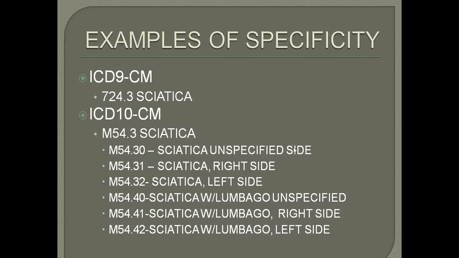You have sciatica of an unspecified side, sciatica on the right, sciatica on the left, and sciatica with lumbago, on the unspecified side, right side, or left side. Sciatica with lumbago is now considered a combination code. For those of you who know, sometimes we had to code sciatica and then have an additional code for lumbago. We don't have to do that anymore. It is a combination code, but you need to know that so that you can correctly code the sciatica diagnosis.